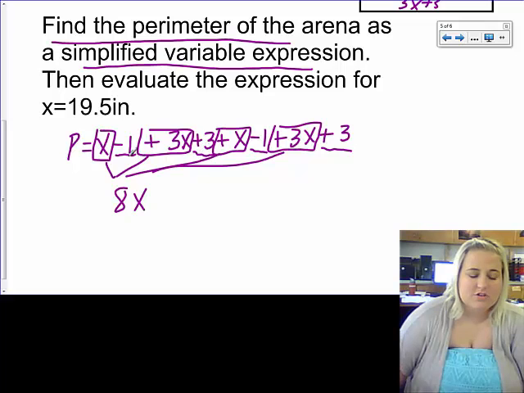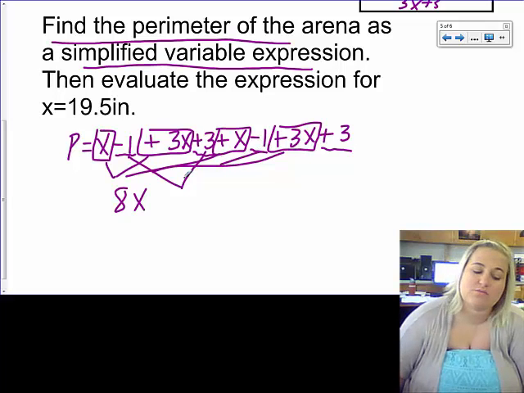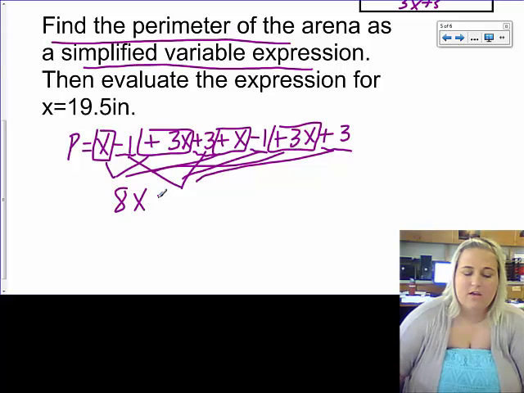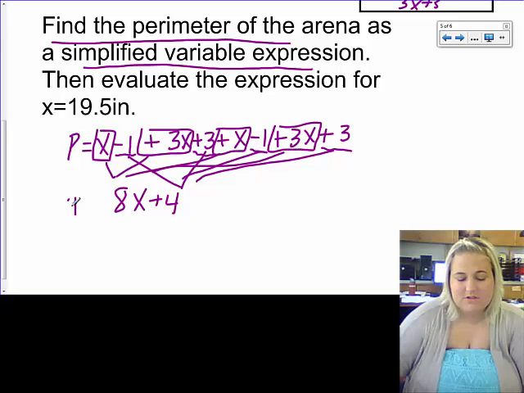I'll show this here. Those 2 gives us a positive 2. Minus 1 gives us 1. Plus 3 gives us 4. So our perimeter expression, okay, you don't have to have the p equals because we did ask for an expression. This 8x plus 4 is the expression they're looking for.